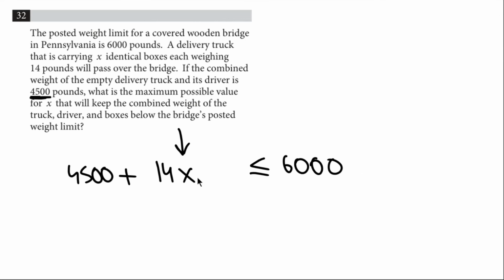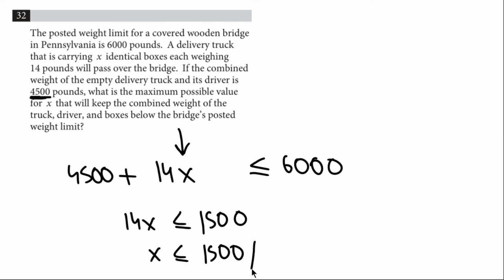Now when we solve for x, or when we rearrange this whole expression, we will see that 14x is less than or equal to 1,500, and therefore x must be less than or equal to 1,500 divided by 14. And this is approximately 107.14. So the maximum amount of boxes, x is the amount of boxes of course, so the maximum amount we can carry over that bridge is 107 boxes.